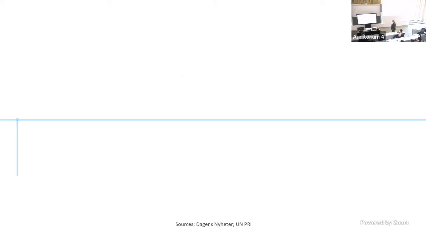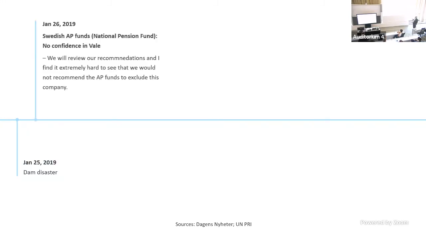So we can see what one institutional investor did here. This is the largest Swedish pension fund. They reacted instinctively, just like many of us are thinking now. We have no confidence in VALE. We will review our recommendations, and I find it extremely hard to see that we would not recommend the AP funds to exclude this company. And these AP funds, they handle something like between 60 and 80% of all pension money in Sweden, so they're large, even though Sweden is a moderately small country.